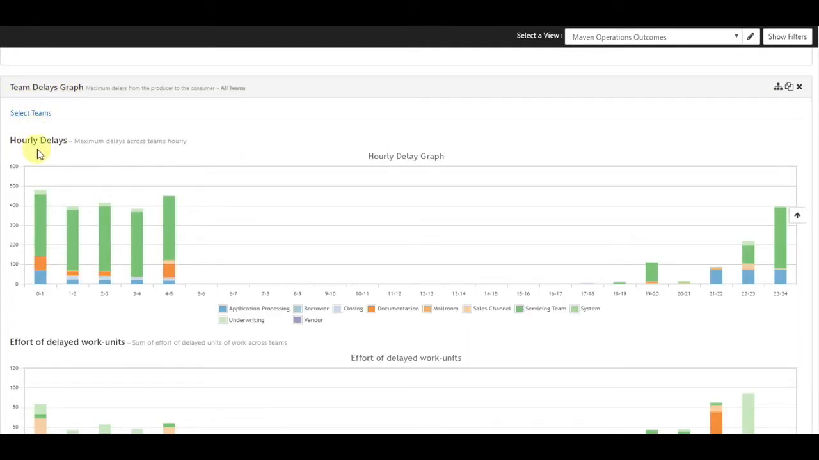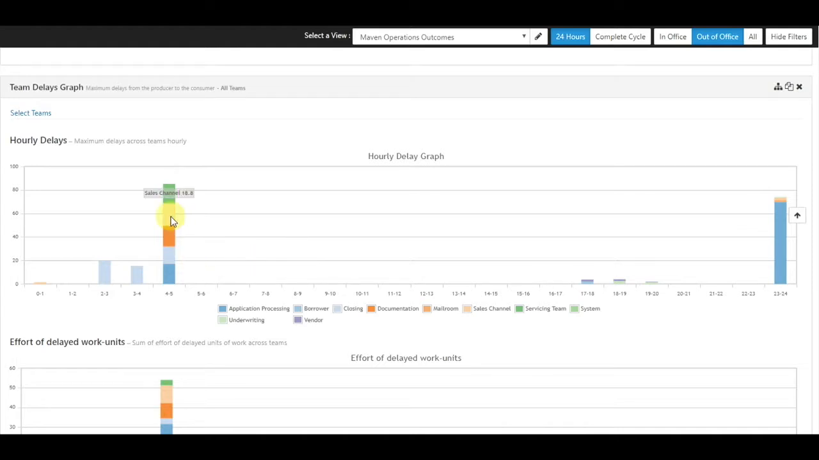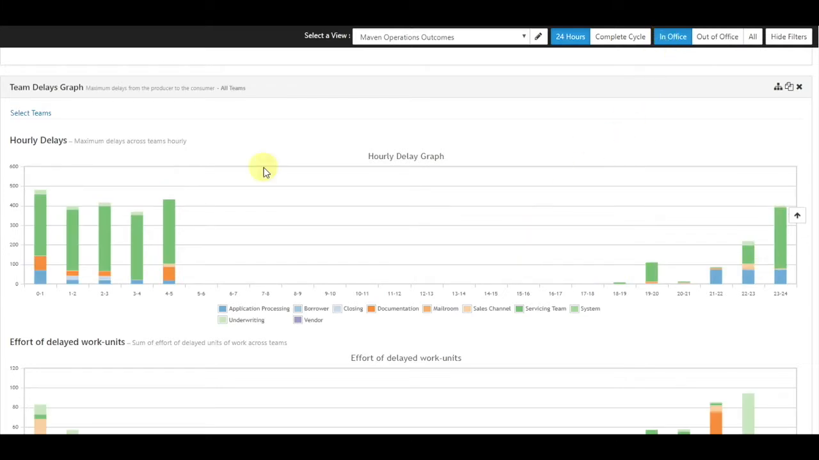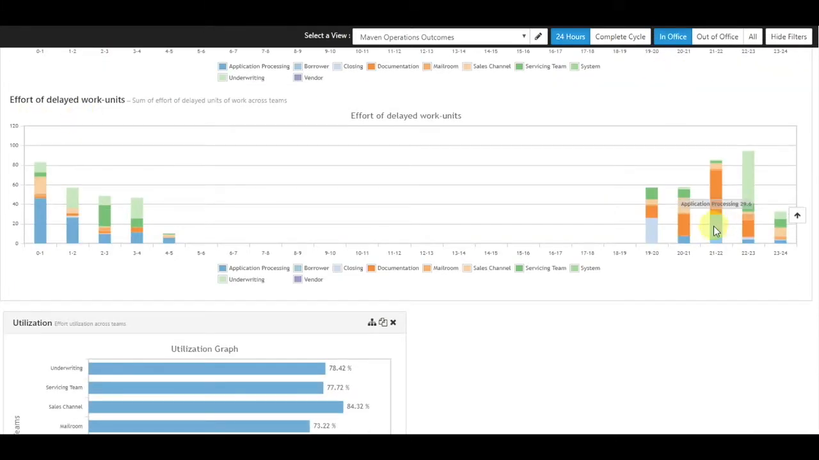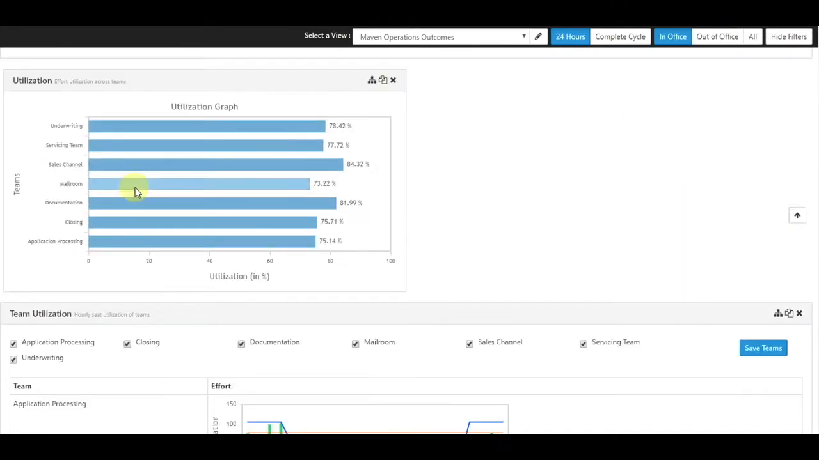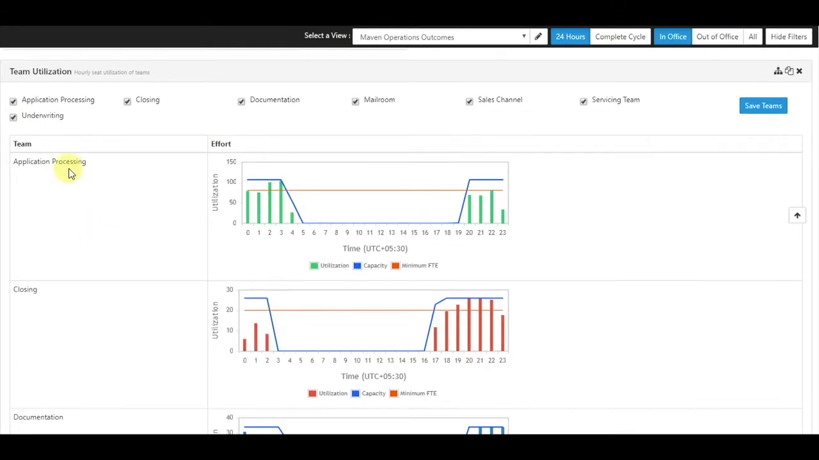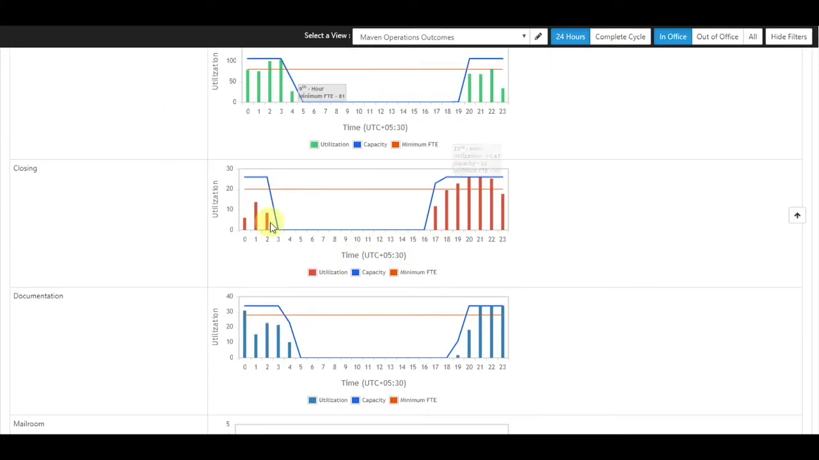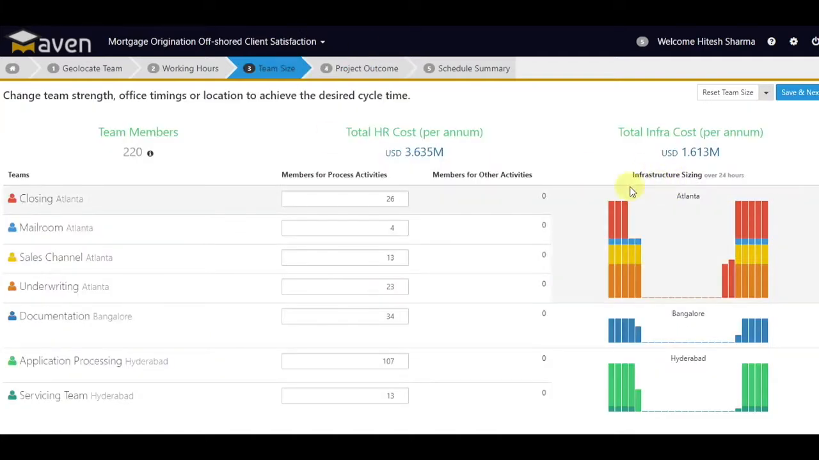It shows cumulative delays by team classified as out-of-office delays, for shift or hand-off alignment opportunities, and in-office delays or bottlenecks where team members are still busy on prior tasks. For HR, overall utilization and hourly utilization show peak requirements and underutilized times. And for infrastructure cost, hourly seat requirement by location and team.